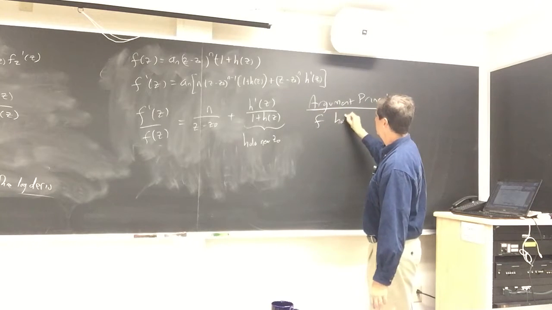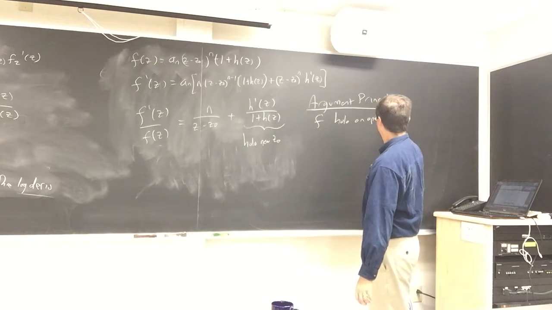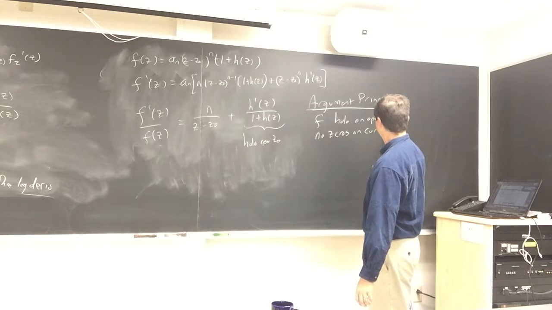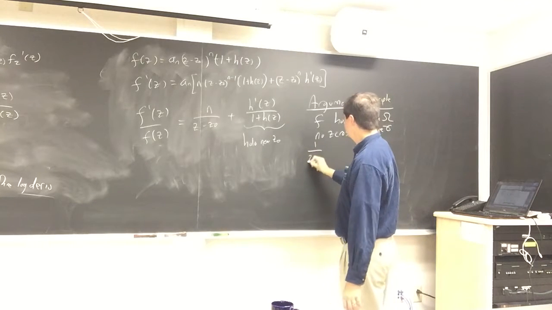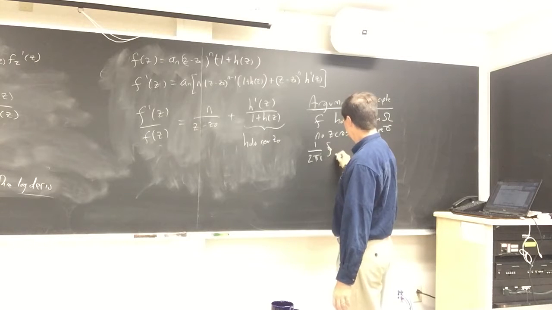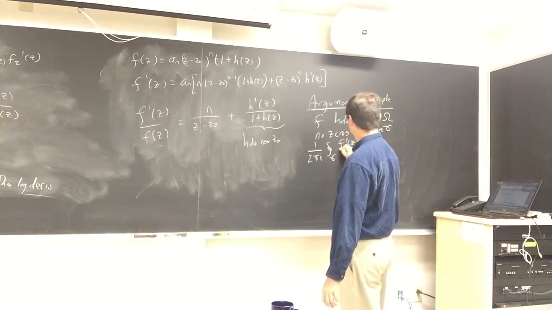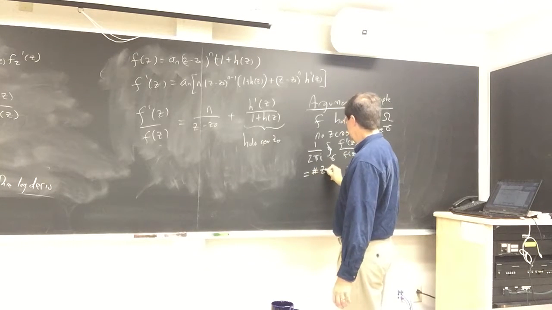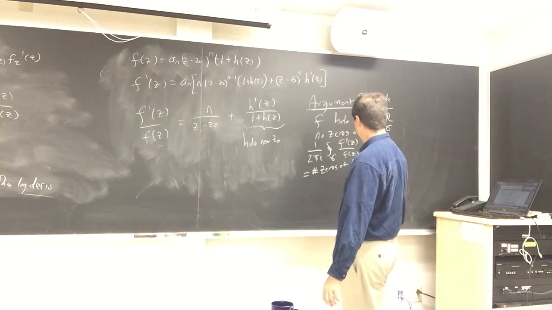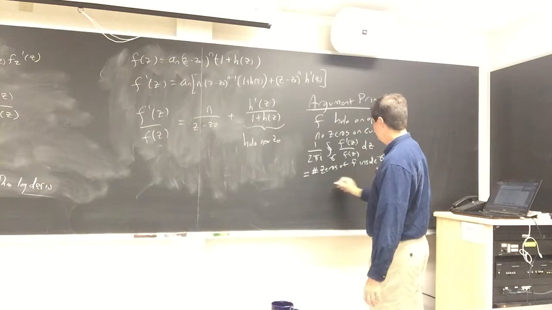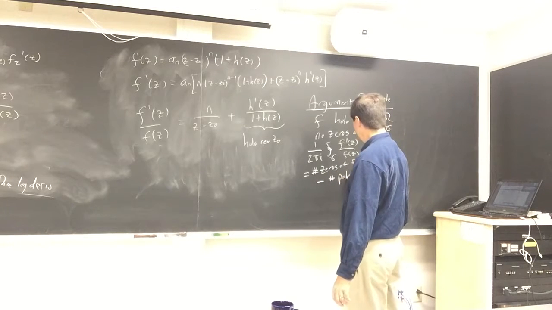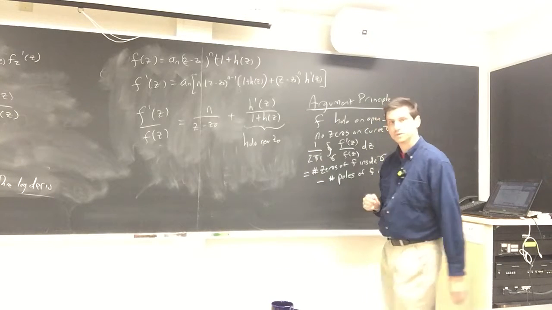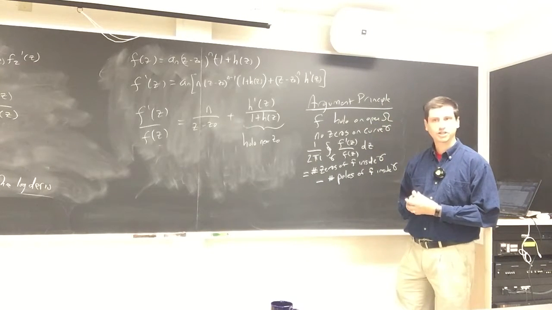So f is holomorphic on open omega, no zeros on a curve gamma, then 1 over 2 pi i integral over gamma of f prime of z over f of z dz is equal to the number of zeros of f inside gamma minus the number of poles of f inside gamma. Why don't I have to worry about the zeros or poles on gamma?